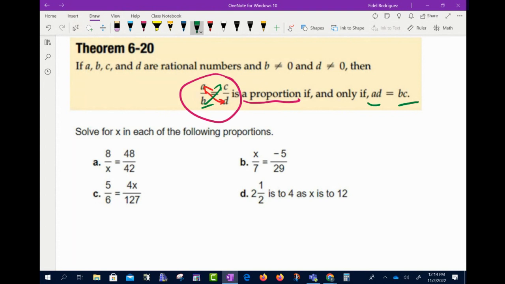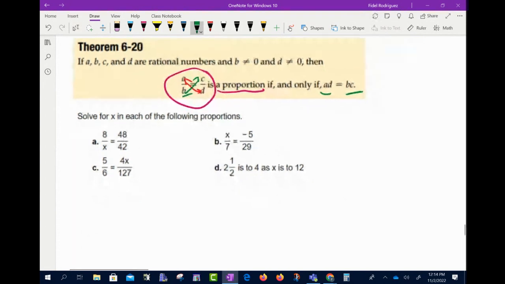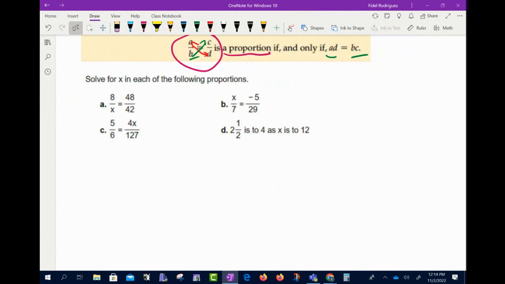So again, y'all, if I was teaching a group of 6th graders and it says, look, solve for X in each of the following proportions, and I was doing part A, I would say, look, we have 8 over X, and that's equal to 48 over 42. So I'd say, well, look, those two fractions, they're telling me that they're equal. Well, because they're equal, we can cross multiply.